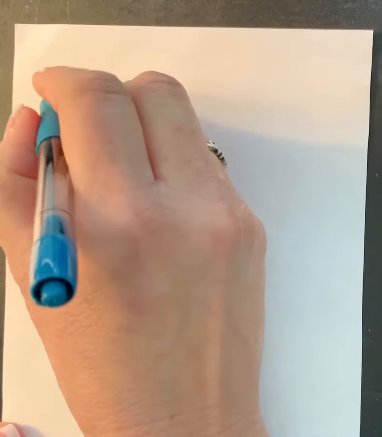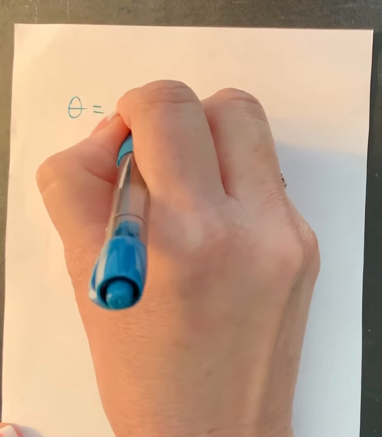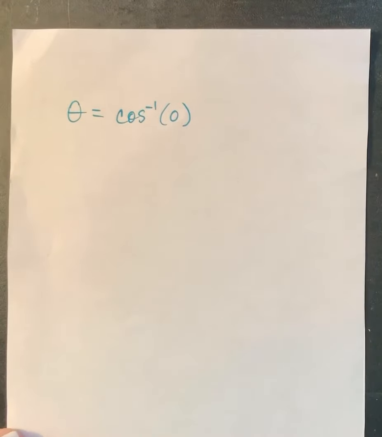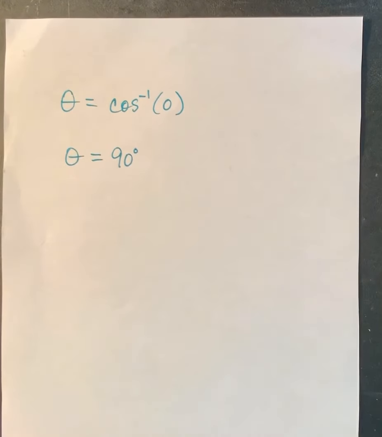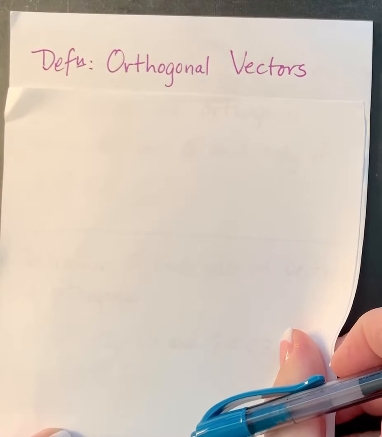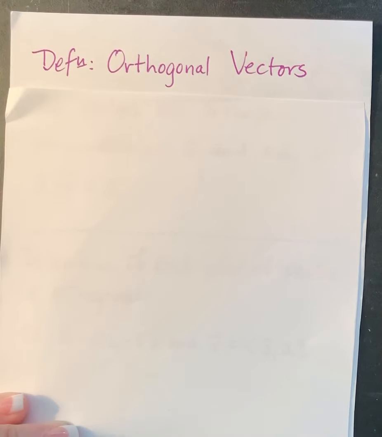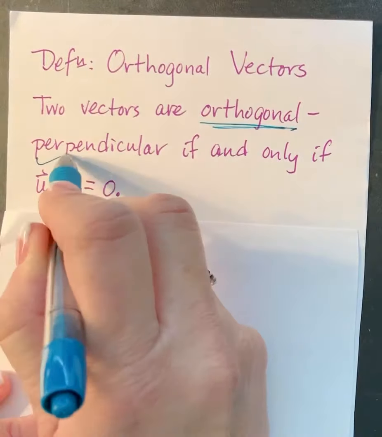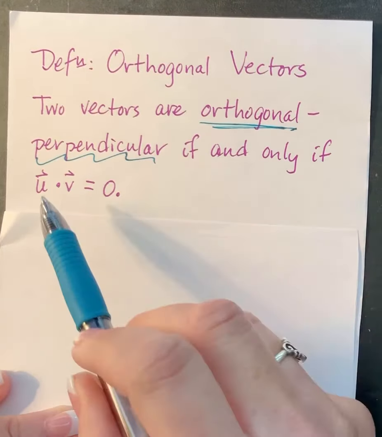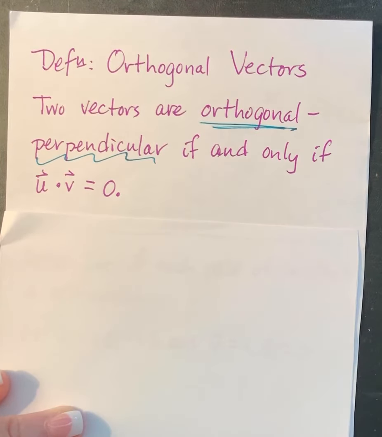If you do end up trying to solve one where it's 0, right, the inverse cosine of 0 will lead you to 90 degrees, all right? Which leads us to the last topic I mentioned, and that is what we call orthogonal vectors. Okay, so here's the definition of orthogonal vectors. Two vectors are orthogonal, which basically means perpendicular, if and only if their dot product is equal to 0.